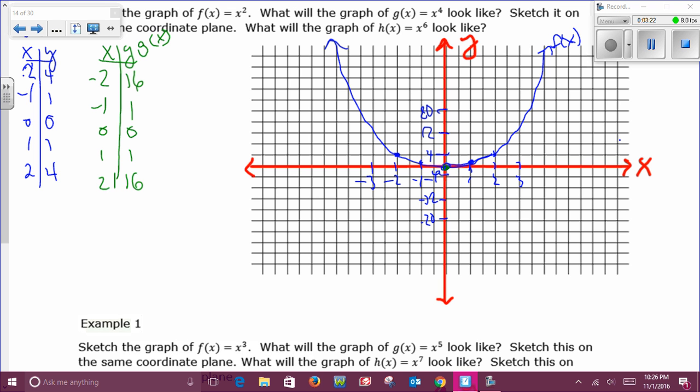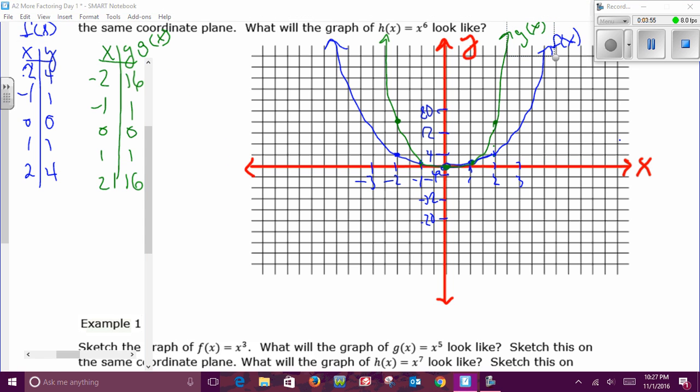So let's graph this one. I have the point 0, 0, the point 1, 1, and negative 1, 1. And then I have 2 and 16. So this is 4, 8, 12, 16. So this would be g of x.